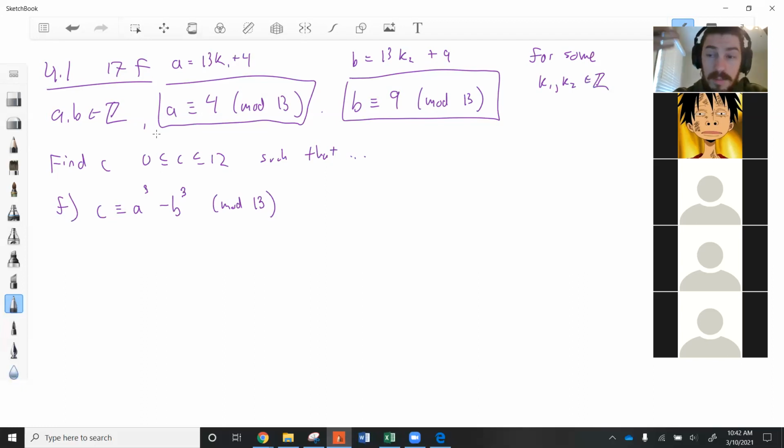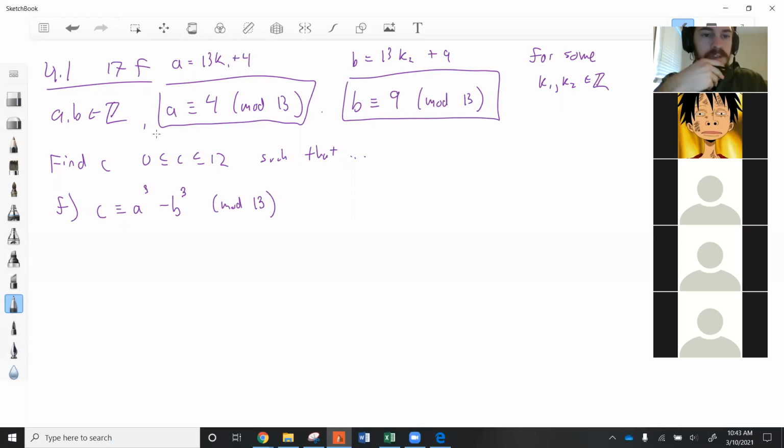So A could be 4, or A could be 17, which is 13 plus 4, or A could be 30, which is 2 times 13, 26 plus 4, right? A could be 3 times 13, 39 plus 4, which is 43. It's always some multiple of 13 plus 4. You could take a negative multiple of 13 plus 4. So negative 13 plus 4 is negative 9. A could be negative 9. That's all we know about it. And B, likewise, a multiple of 13 plus 9.